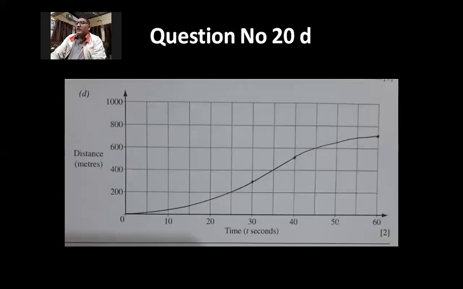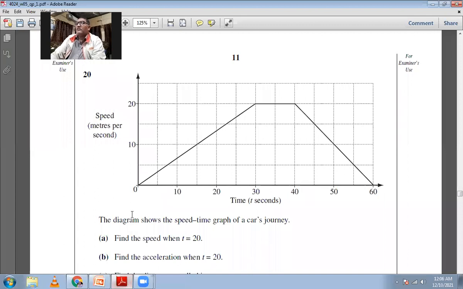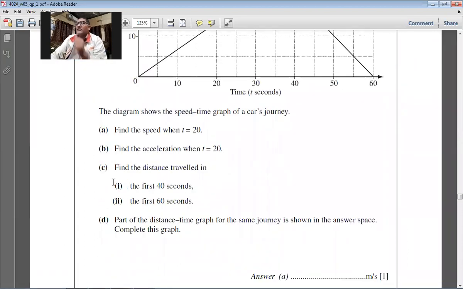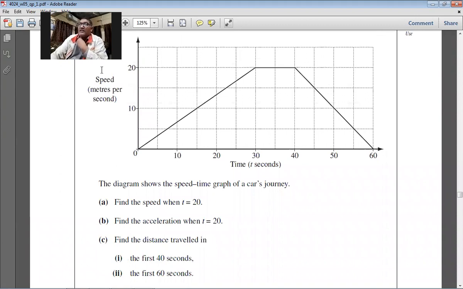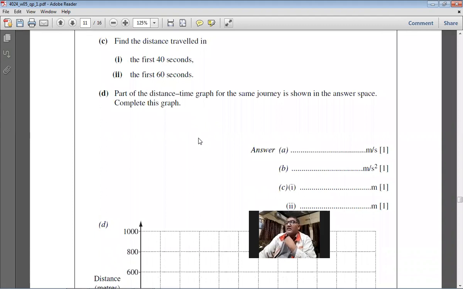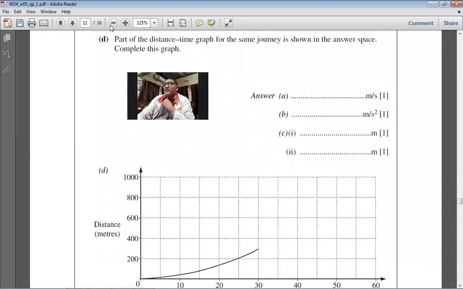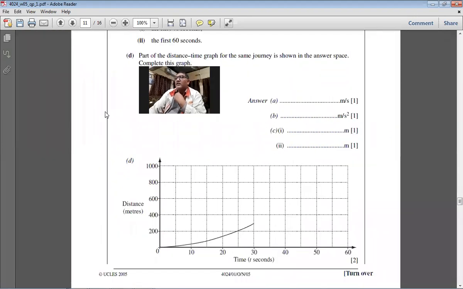Okay, so now let me show you the question. So we are done with the question number 20 and its C part. Then he says the part of the distance time graph for the same journey is shown in the answer space. Complete this graph.